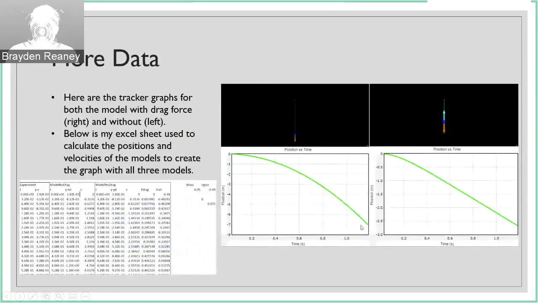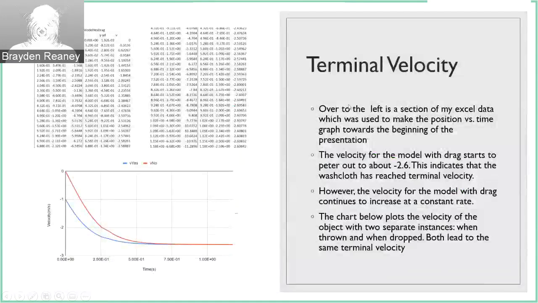All right. This was the graph I was talking about earlier that I created in GlowScript of when the only force was gravity, and here's one where the drag force is included, as you can see by this arrow. And then I also created an Excel sheet to calculate the positions and the velocities of the models without and with drag. And I have included the b constant, which is used for the drag force. Terminal velocity. Now, over to the left is a section of my Excel data, which is used to make the position versus time graph towards the beginning of the presentation, the one with all three.